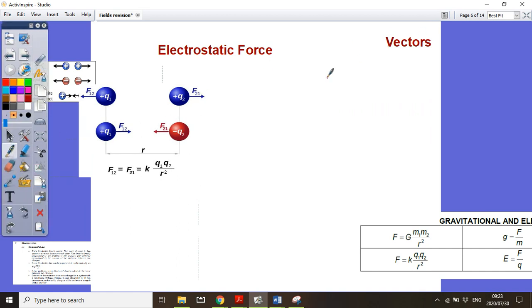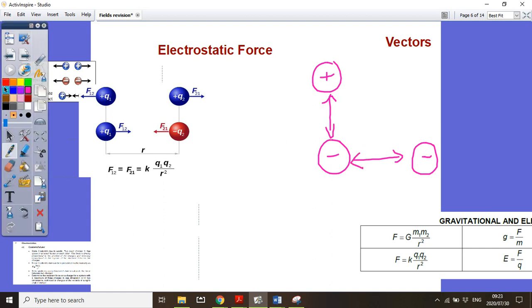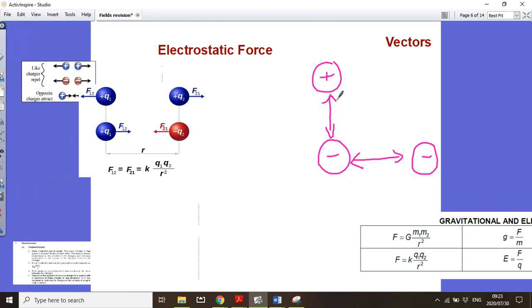You're going to have, for instance, a positive charge here. I'm not going to put sizes because the calculations you can practice. I am just going to show you the concepts. And you've got a negative charge here, and let's say you've got another negative charge here. Now, because of Coulomb's law, there's a force between these two, and there's also a force between these two.